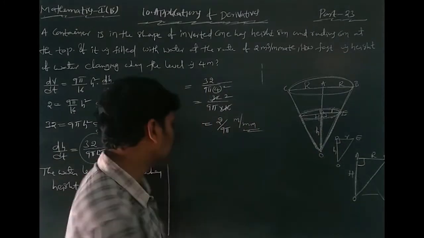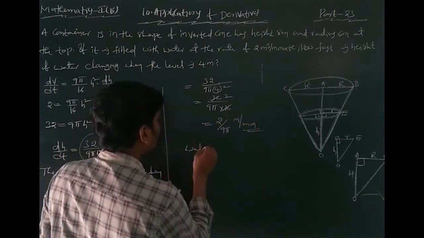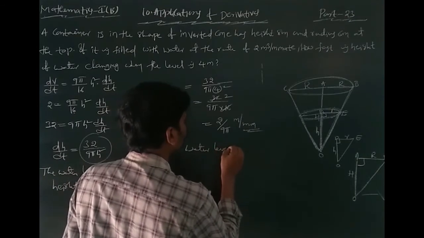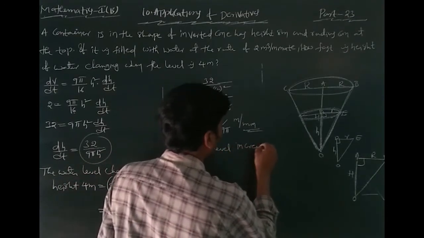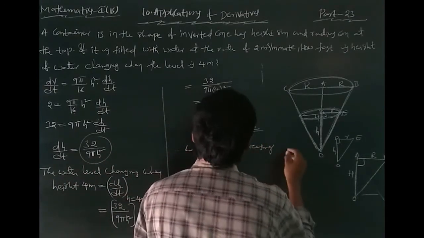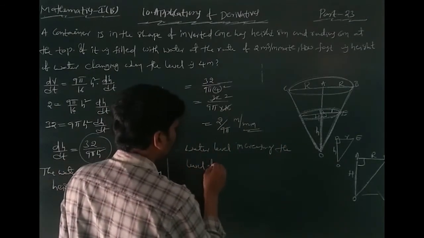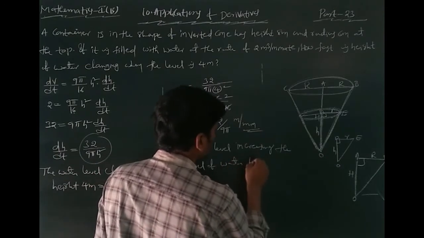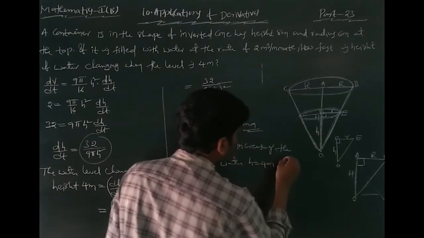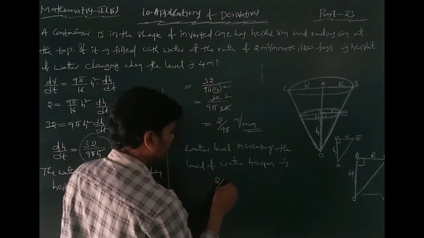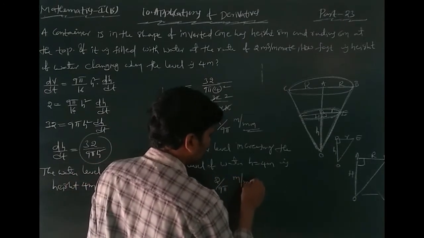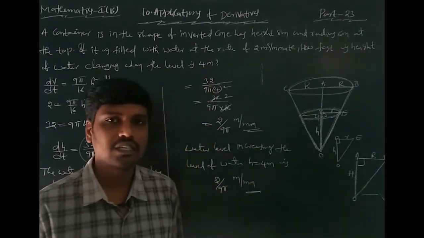Understood or not? Therefore the water level increasing at h equal to 4 meters is 2 by 9 pi meter per minute. This is the answer. Understood or not?